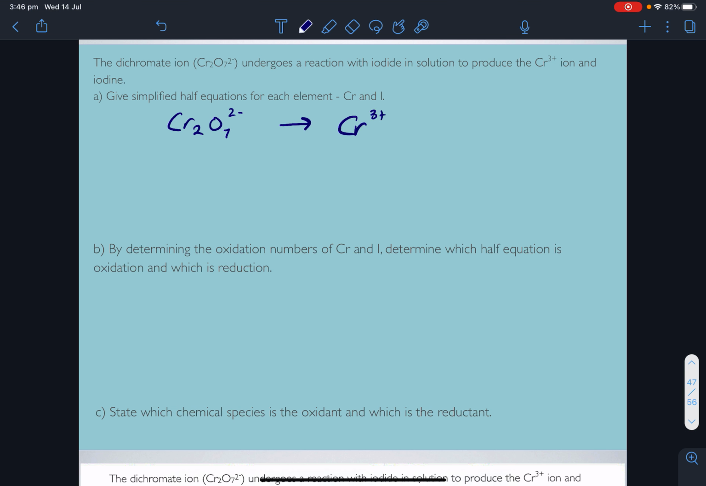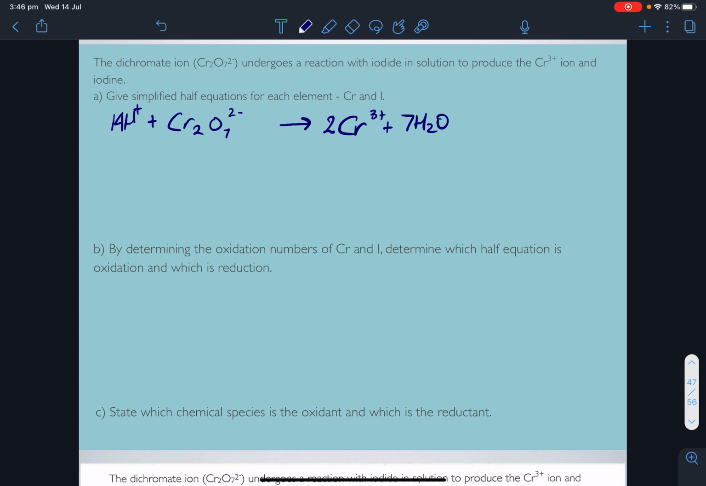Let's start balancing it. We just did it before. Going back a step, we need to balance anything that's not oxygen or hydrogen. 2 chromiums on the left, we need 2 on the right. Balance any oxygens with water: 7 oxygens on the left, 7 waters on the right. Now balance any hydrogens with H+. We've got 14 hydrogens on the right, so we need to add 14 H+ on the left.